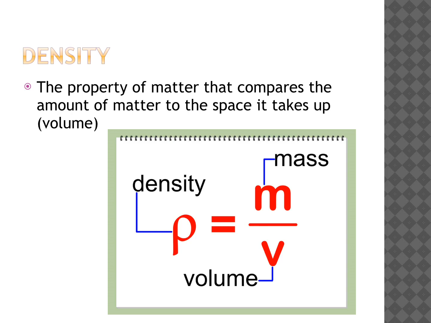Let's talk about density. Density is the property of matter that compares the amount of matter to the space that it takes up, the volume. So it is the amount of mass to the volume. Density is the amount of mass that an object has compared to its volume, the space that the object needs.